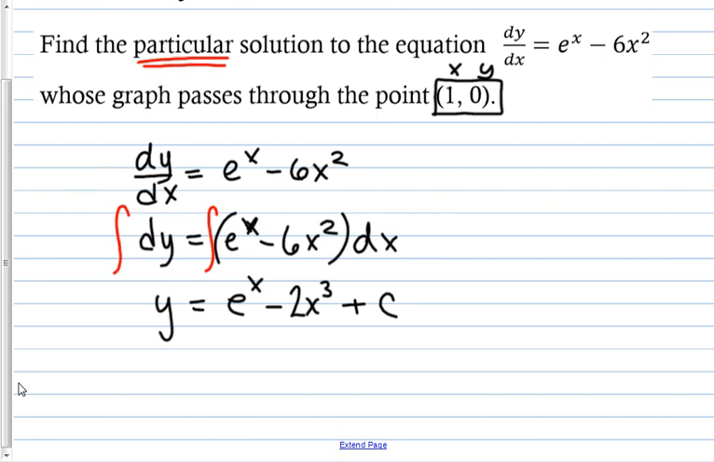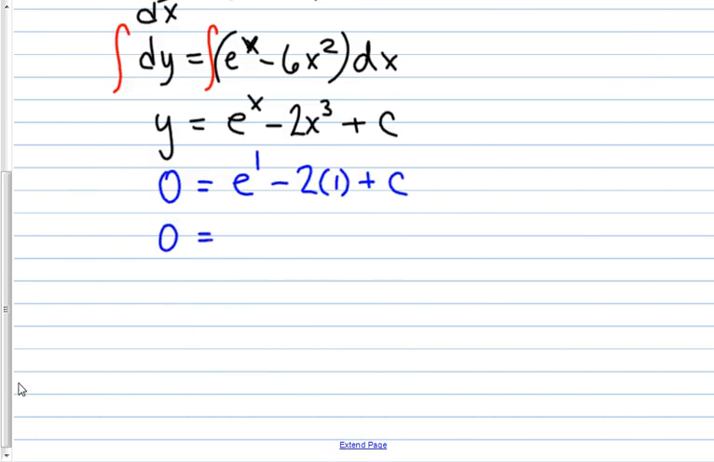Okay, so this is the original function. So now you are going to use your initial conditions. I want to use this. So x equals 1 and y equals 0. So you would plug that in. So y is 0 and x is 1. So e^1 minus 2 times 1 cubed plus c. And then you're going to solve this to figure out what c is. So 0 equals e^1, which is just e, minus 2 plus c. So subtract e, add 2, and that's what c equals. So c equals 2 minus e.